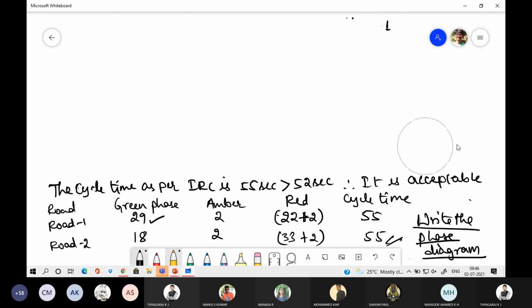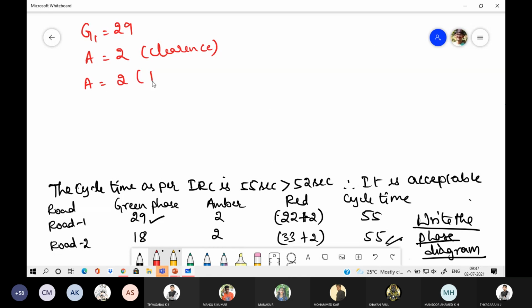Now I will tell how to calculate this one. We have already known the green time of road 1 is 29 seconds, and the amber we have already known. One is a clearance amber, that is 2. Then one more amber we have given, that is 2 seconds for intergreen. Intergreen is from green to red. In between green to red there will be one yellow phase, that is called intergreen. It will be considered for the red cycle, red timings only.